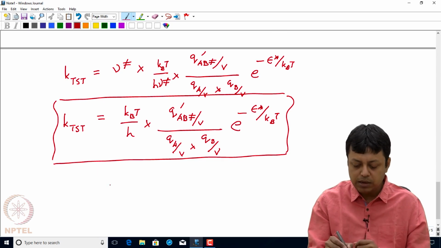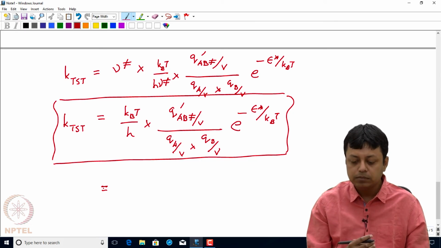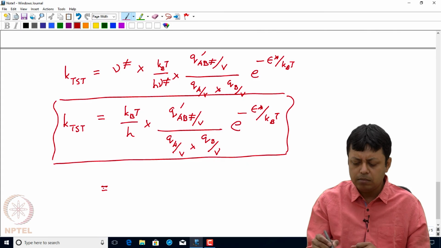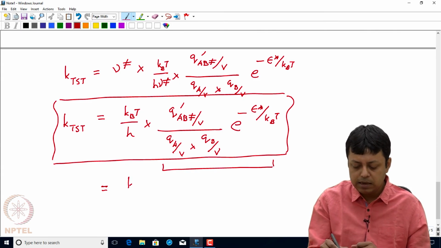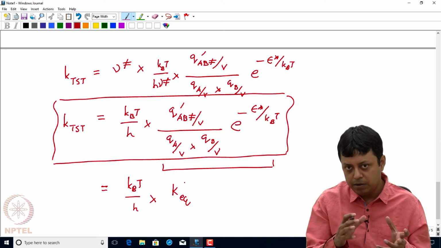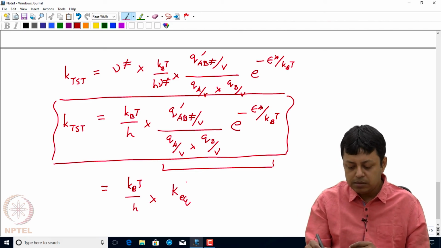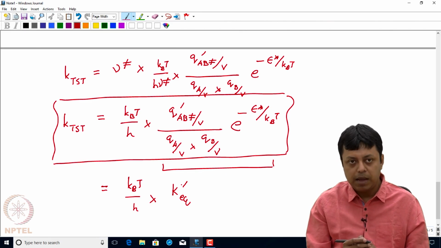We can remember that we wrote it in terms of the equilibrium constant, and we can again write this entire thing as an equilibrium constant, in the sense that it is something like kBT by h times K prime. But this equilibrium constant is slightly different. It is not exactly the same equilibrium constant for the transition state; it is the equilibrium between reactant and transition state, but with one degree of freedom less. That is why I am putting the prime sign.